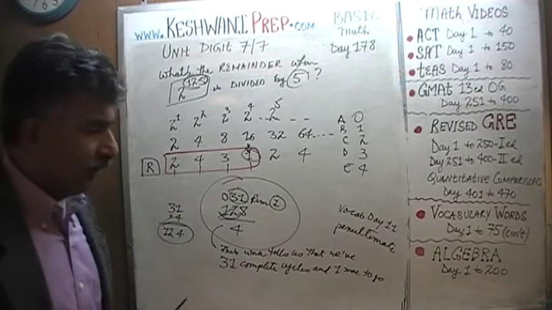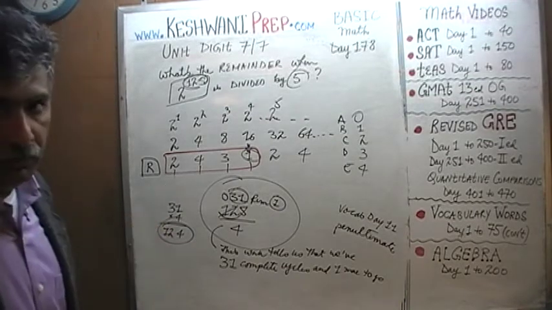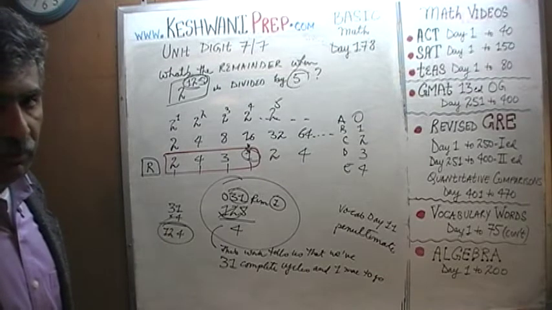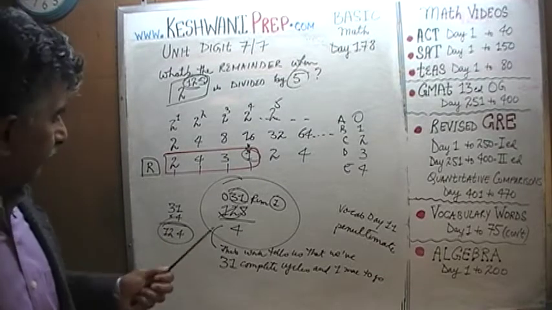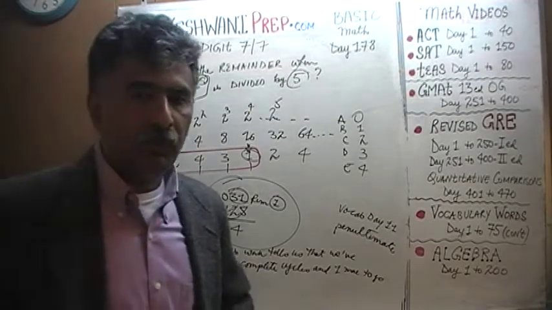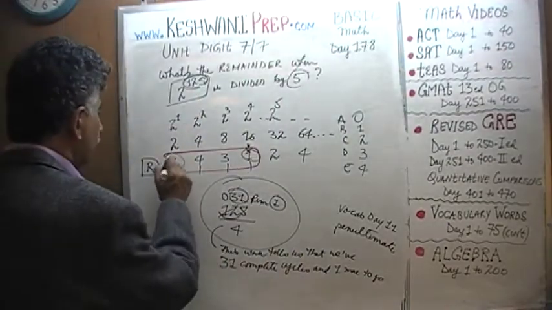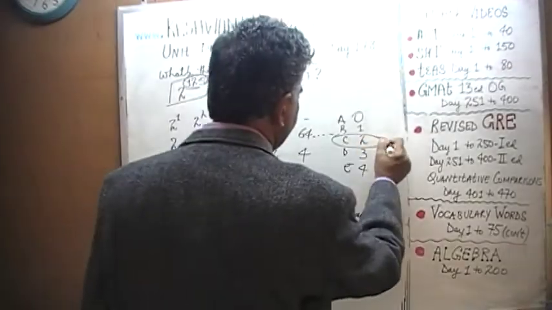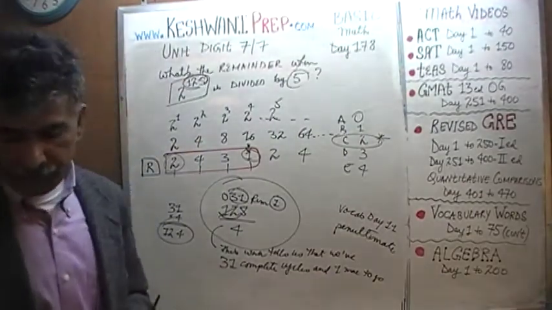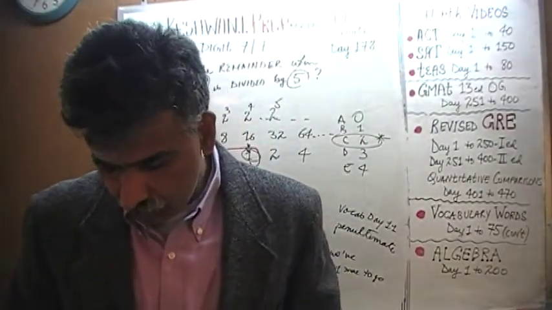2 raised to 41 will end in a 2. 2 raised to 81 will end in a 2. So whatever the number is, you ask yourself, if you divide by 4, what happens? Here we have 125. 125 tells us that we have 124 complete cycles, and then we have one more step to go. It will end in a 2. 2 raised to 125 will end in a 2.